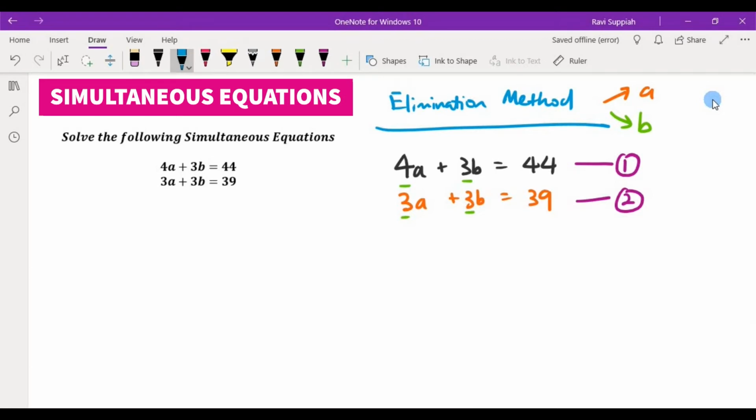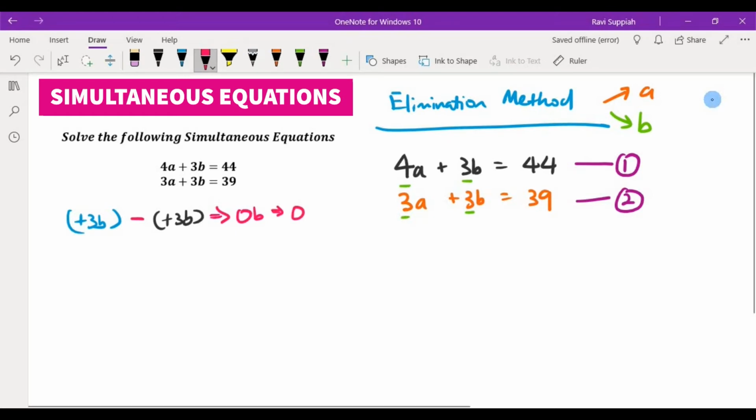What I'm trying to say is, if I take plus 3b and I subtract another positive 3b, the answer would be 0, correct? So the b disappears. You can put it as 0 or 0b, but whatever the case, the b term disappears. So this is equivalent to 0. And as I mentioned earlier, it is easy and straightforward the moment you see that the coefficients for the variable in both equations are the same.